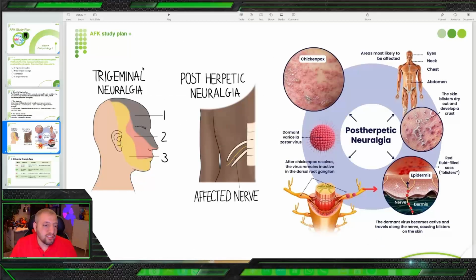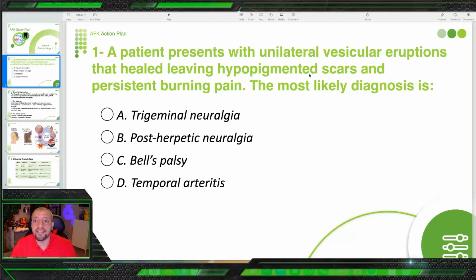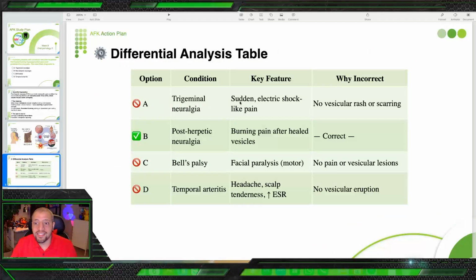So why not trigeminal neuralgia? Because with trigeminal neuralgia, as you can see, we have ophthalmic, maxillary, mandibular divisions, and it will not have this pigmentation. It will have a trigger point while shaving your beard, while putting on makeup, while touching some teeth inside the oral cavity, and it will be a sharp stabbing pain. So trigeminal neuralgia is a sudden electric shock-like pain, with no vesicle or rash. This is the answer, post-herpetic neuralgia.